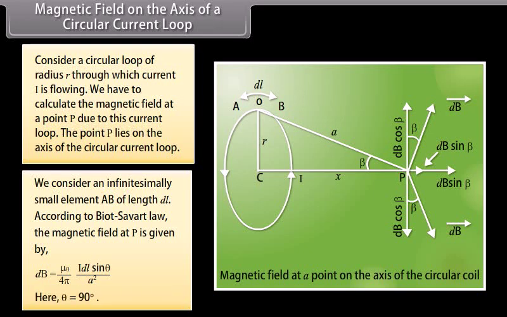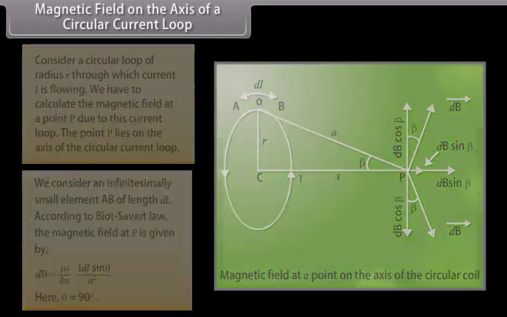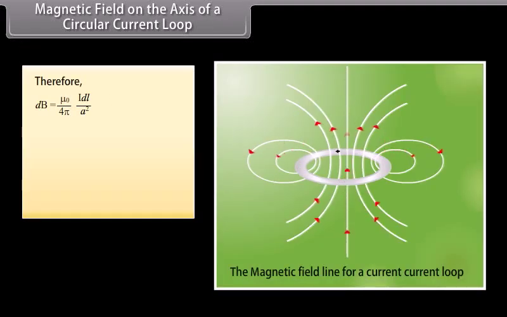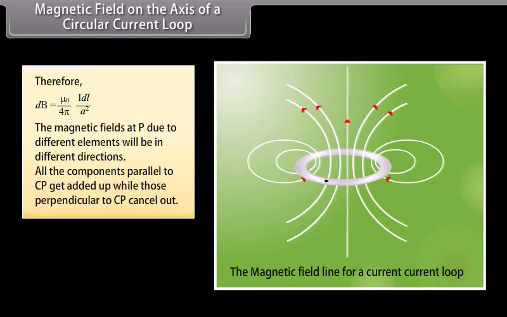Here, theta is equal to 90 degrees and sine theta is equal to 1. Therefore, the magnetic field at P is given by mu naught upon 4 pi multiplied by I dl divided by a square. The magnetic fields at P due to different elements will be in different directions. All the components parallel to CP get added up, while those perpendicular to CP cancel out.